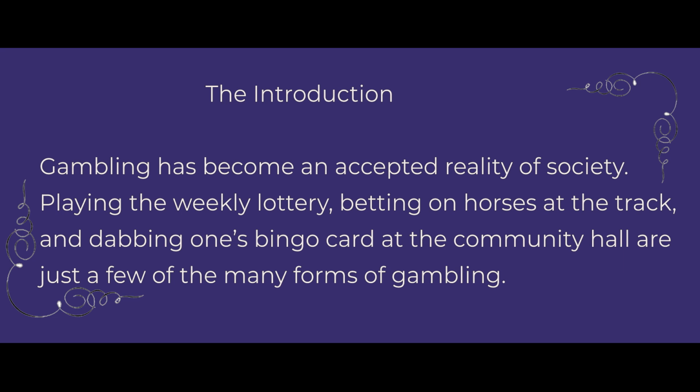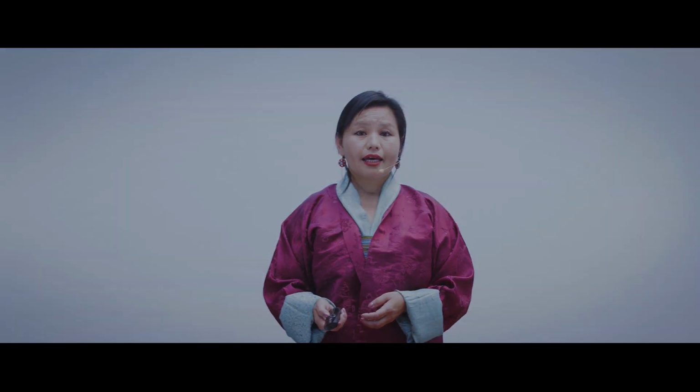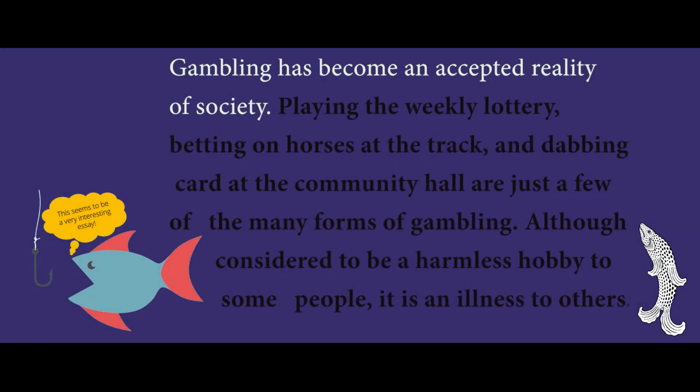So look at the sample of the introduction. Gambling has become an accepted reality of society. Playing the weekly lottery, betting on horses at the track, and dabbing on one's bingo card at the community hall are just a few of the many forms of gambling. So you must have noticed that there is some background information about gambling. And here I have a hook statement, a hook sentence which grabs the attention of the readers. Gambling has become an accepted reality of society.